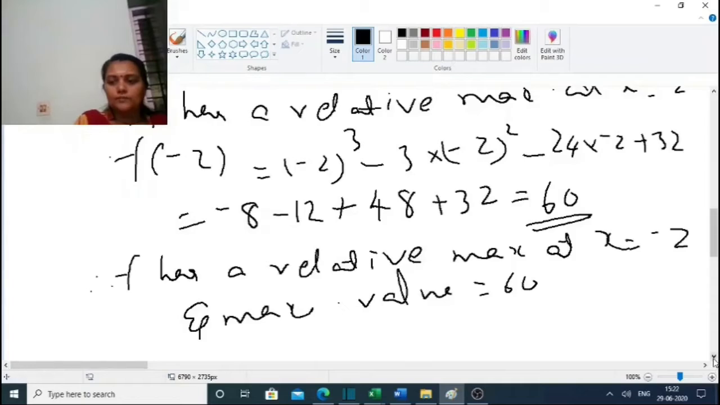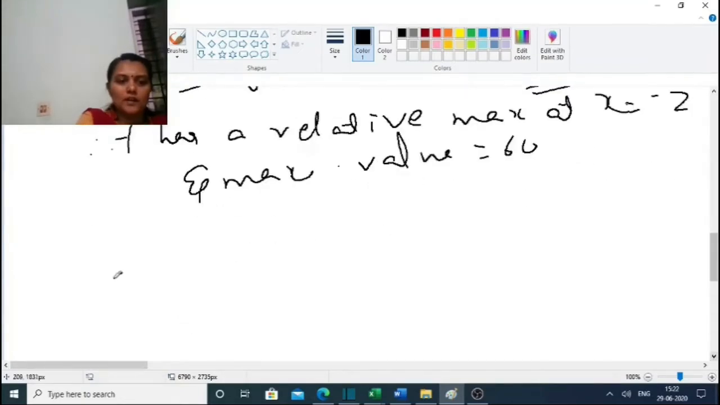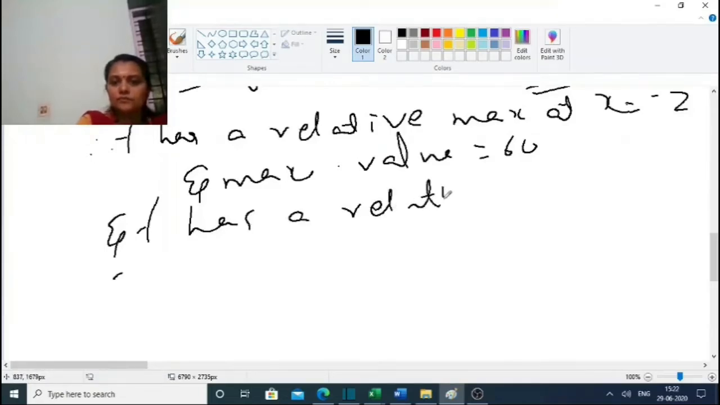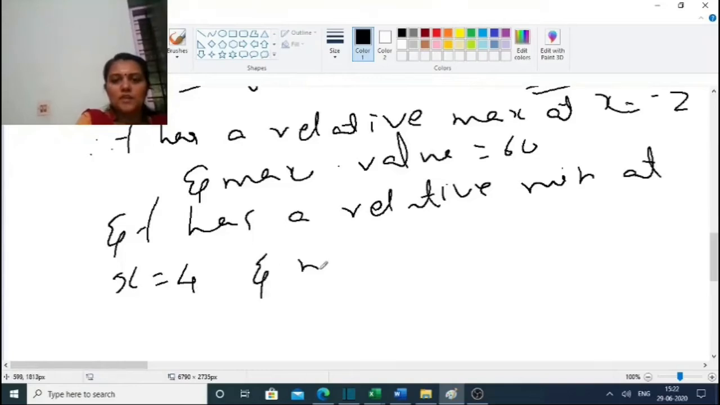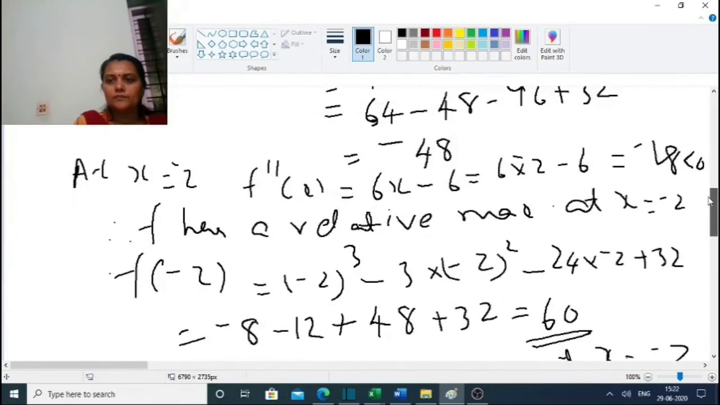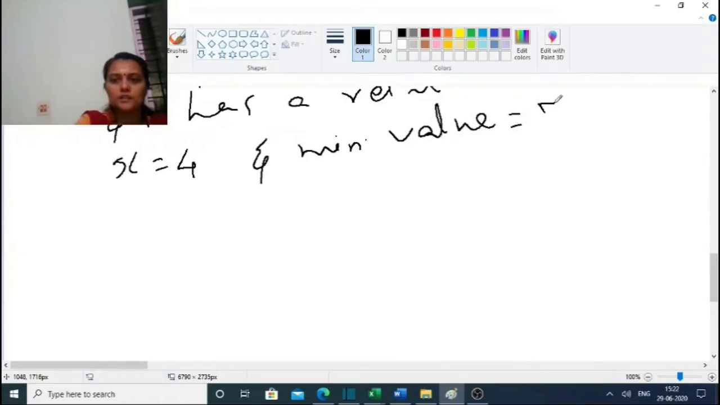Also, f has a relative minimum at x equal to 4 and the minimum value is equal to, we got the value as minus 48.